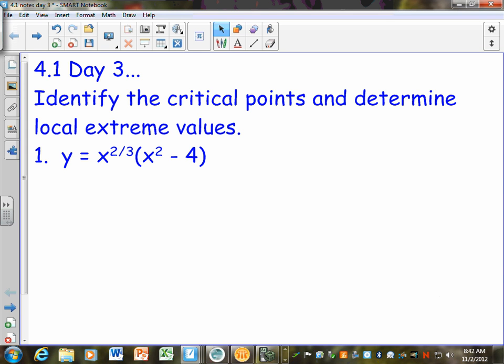Notice the directions say identify the critical points and determine local extreme values. I know some of your homework last night, if you looked it up, they did do both absolute and local. We didn't really talk about that. But definitely we can use our points to help us figure out local max and mins, but the calculator will kind of verify that for us, and that's where we're going to go.